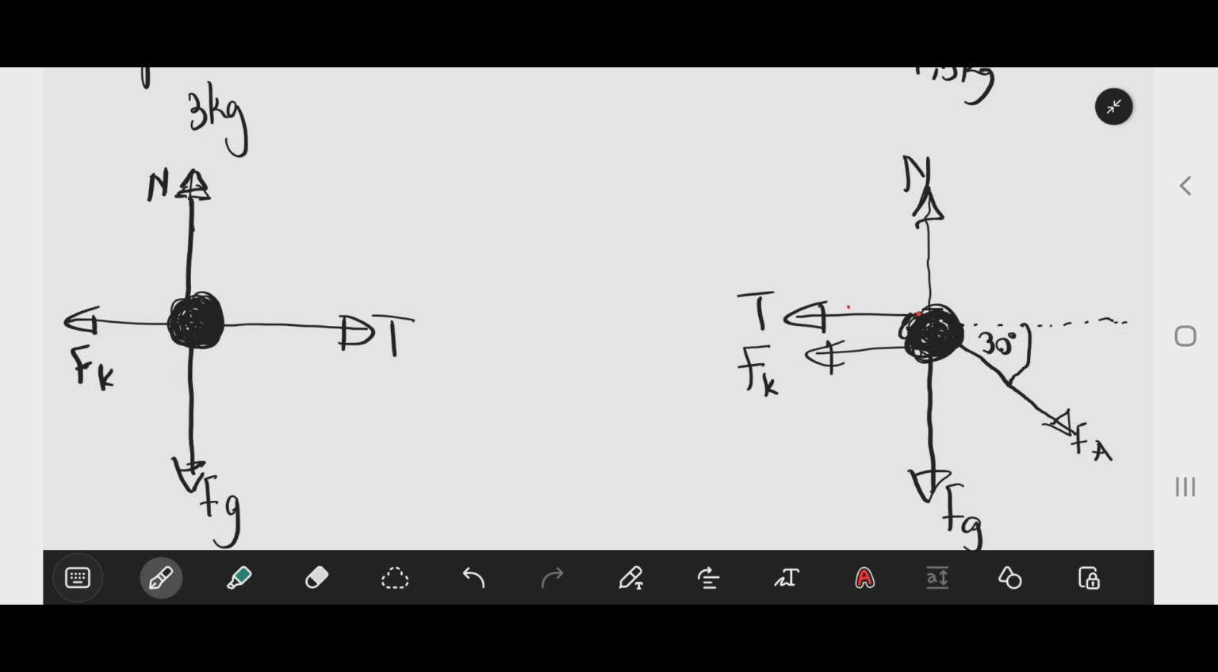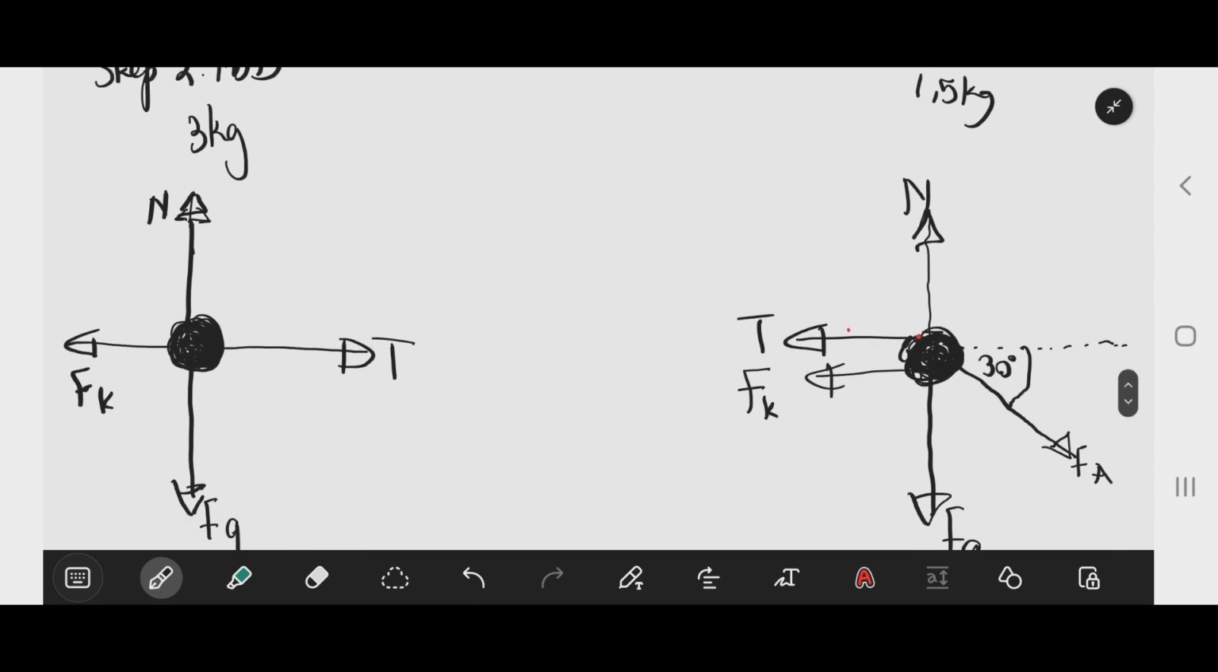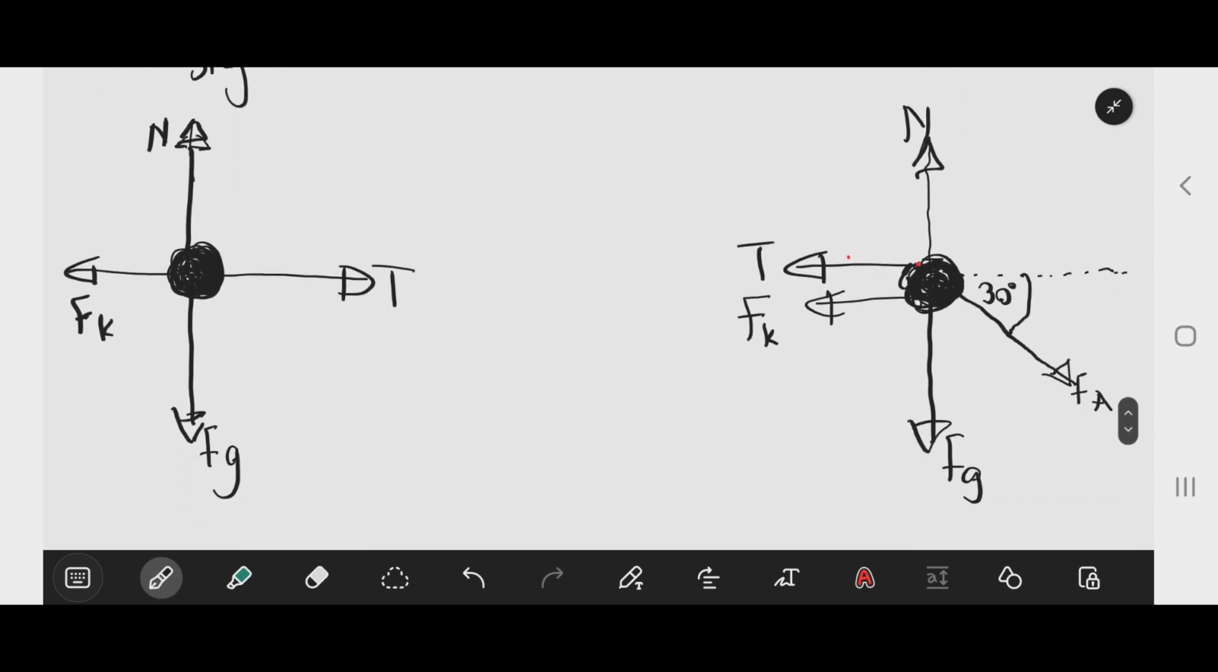So now let's go and look at the free body diagram for the 1.5 kg, okay? So you have normal force in the y direction, tension in the negative x direction, friction in the negative x direction, Fg in the negative y direction.